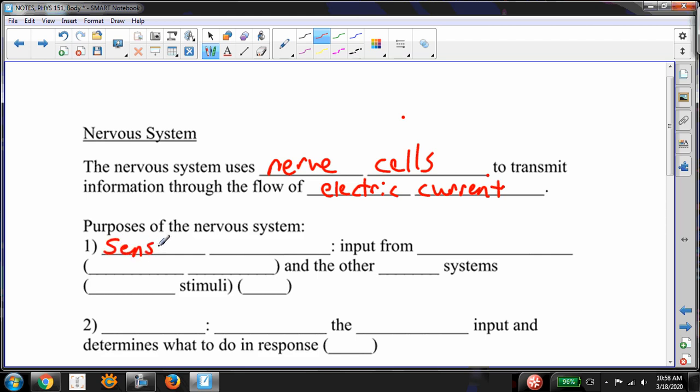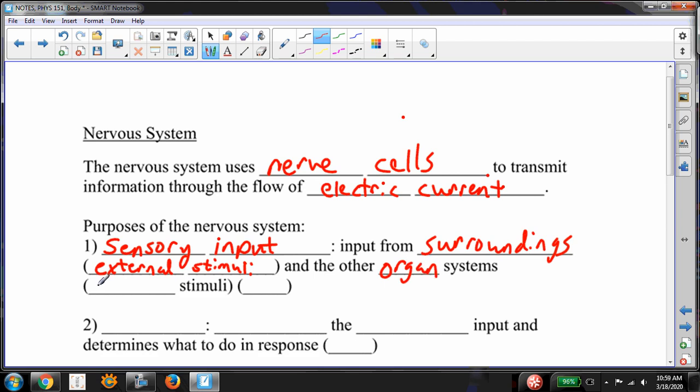Sensory input. This is input from surroundings. That means like external stimuli, and other organ systems. And this is internal stimuli.